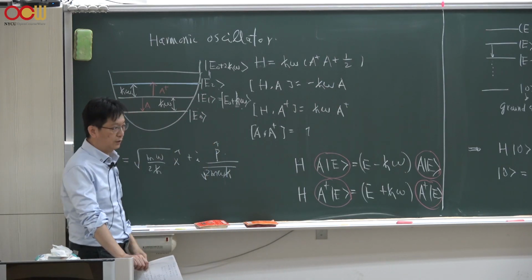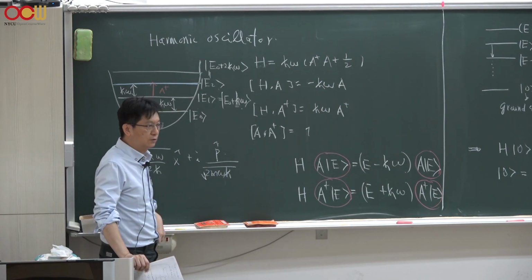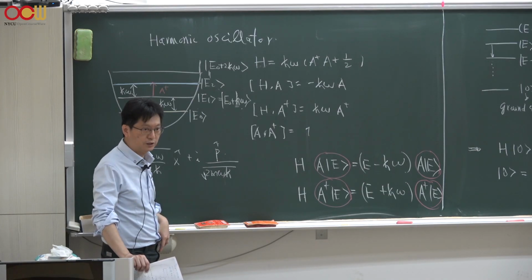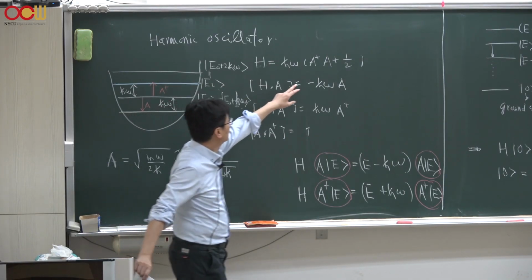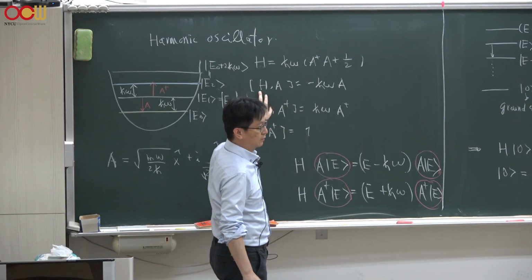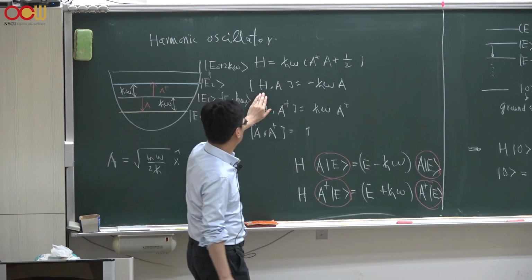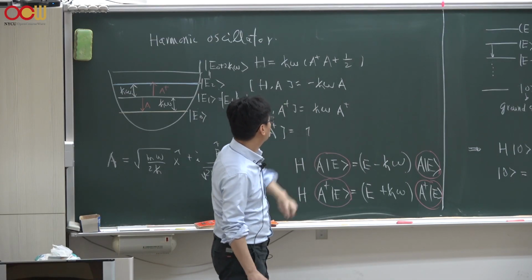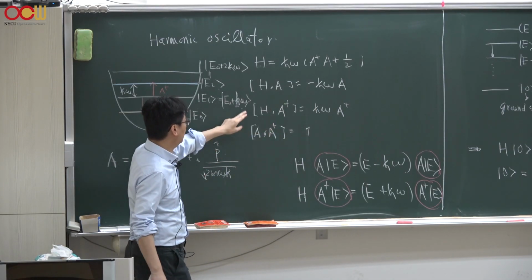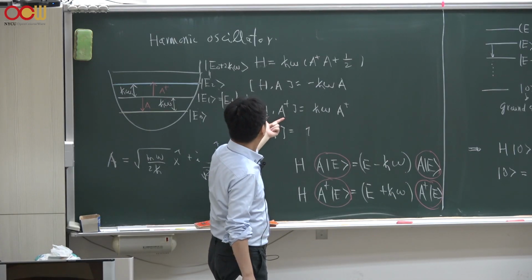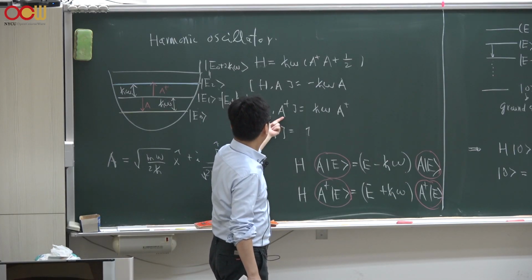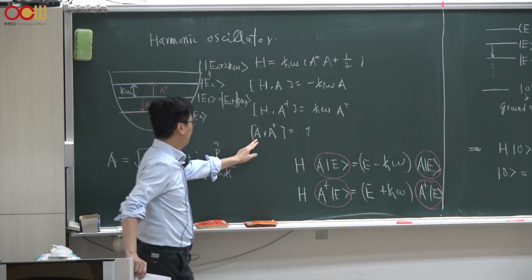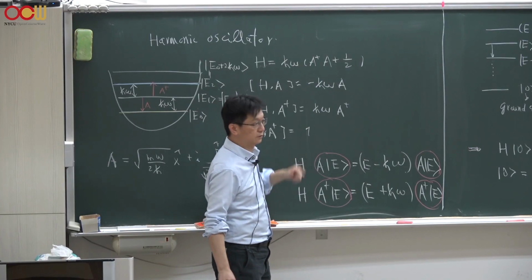This greatly simplifies our calculation, because we can take advantage of such an operator and its commutation relations with each other and also with the Hamiltonian. So we proved that the commutator between the Hamiltonian and this operator A is given by minus h bar omega times A, whereas the commutator between H and A dagger gives h bar omega times A dagger, and the commutator of A and A dagger is 1.